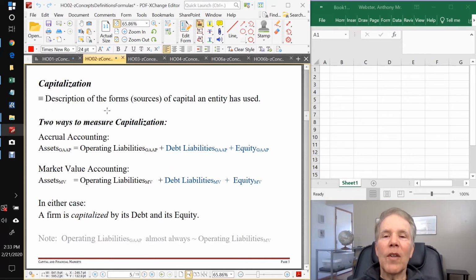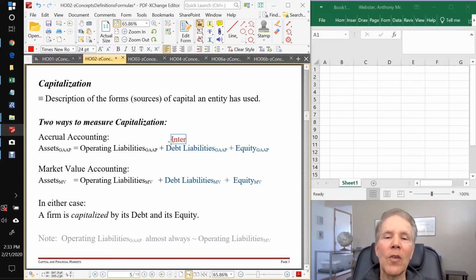Capitalization is our description of the forms of capital an entity has used. And we looked at two ways to think about this. This is the GAAP way, okay, where the things in blue, again, represent capitalization. Debt liabilities and equity. Debt liabilities are only our interest-bearing liabilities, okay? A bunch of people have been confused by that, okay? So that does not include things like accounts payable.